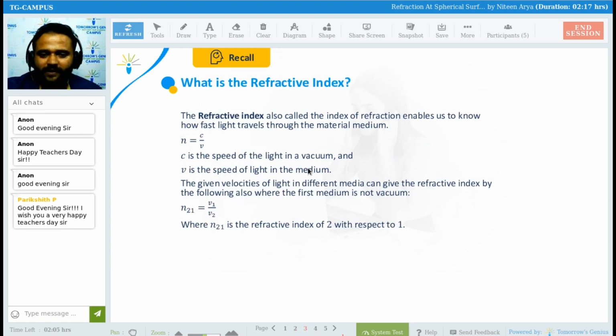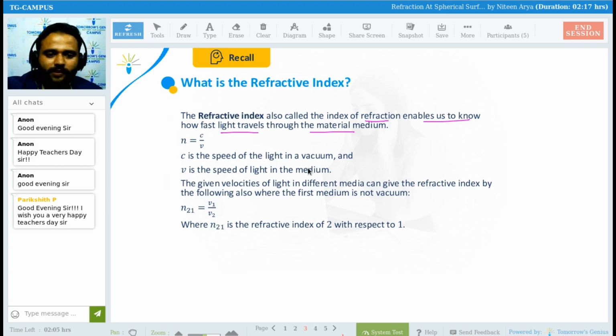Moving ahead, what is refractive index? That we also did in the previous class in great detail. So the refractive index, also called the index of refraction, enables us to know how fast light travels through the material medium. And basically that is the ratio of the speed of light from one medium to another medium. Because in this particular case, normally we say the refractive index of any particular medium with respect to air.